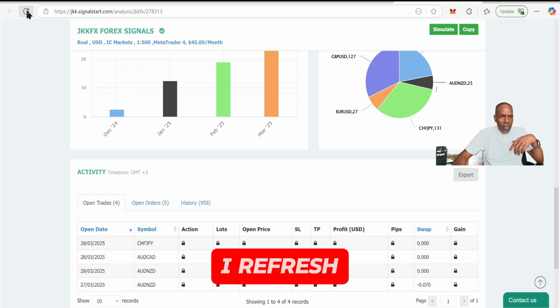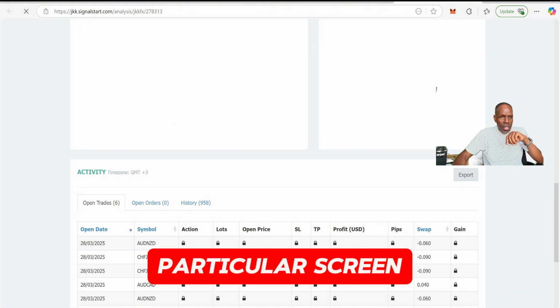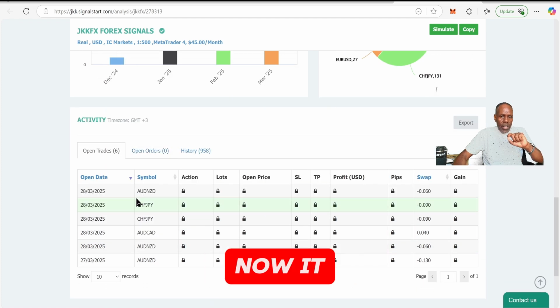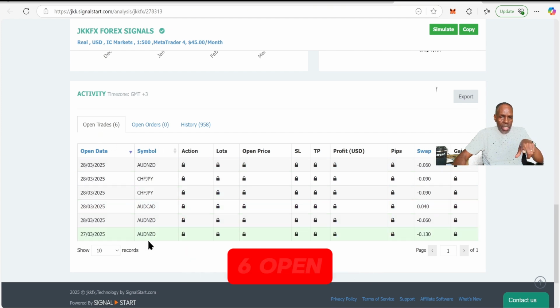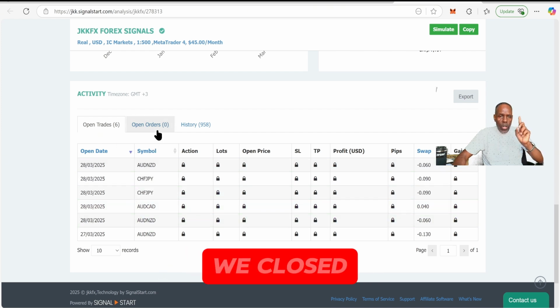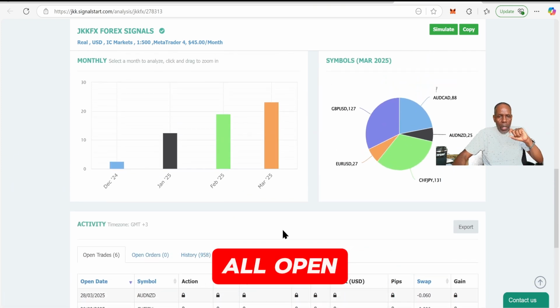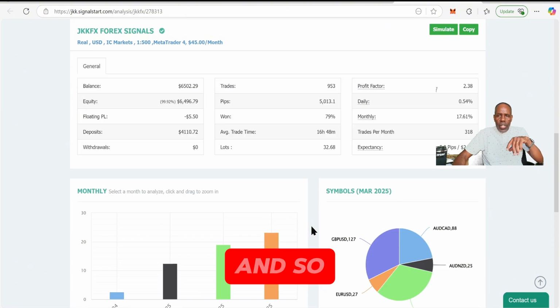Actually, if I refresh this particular screen here, let me see what happens when I refresh it. Yeah, you can see when I refresh it now, it has the correct data. There are 6 open trades that we closed with. There are no open orders because normally all open orders are closed over the weekend. Again, you can see the numbers there. They are okay, they're correct, and so on and so forth.